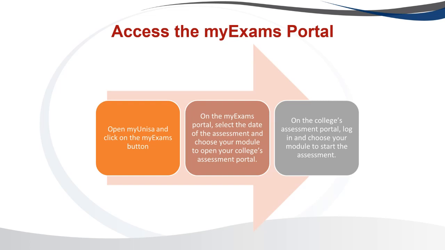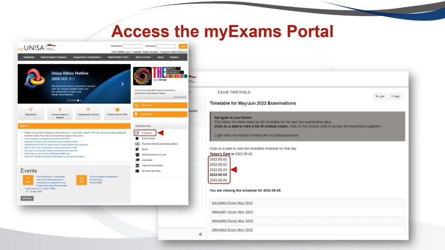But the procedure generally to access the myExams portal is first open myUnisa, and then you click on the myExams button. On the myExams portal, select the date of the assessments and choose your module to open the college assessments portal. On the college's assessment portal, log in with your normal myUnisa credentials, and then from there you can select your exam for that specific date.